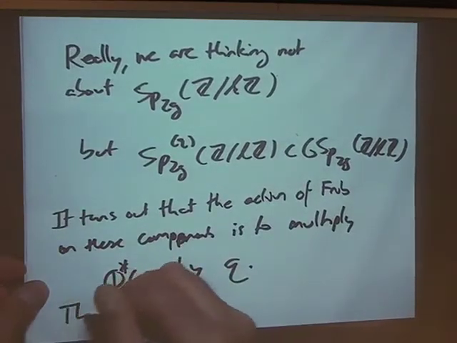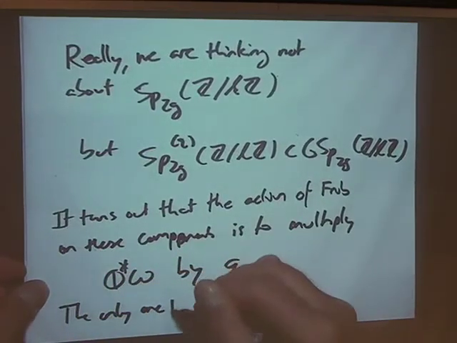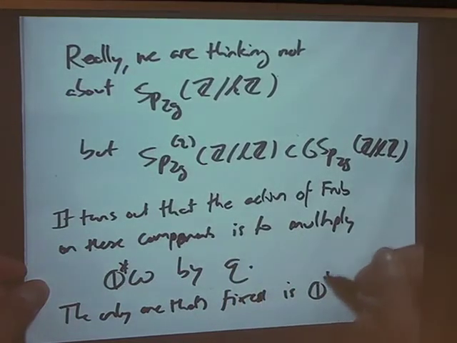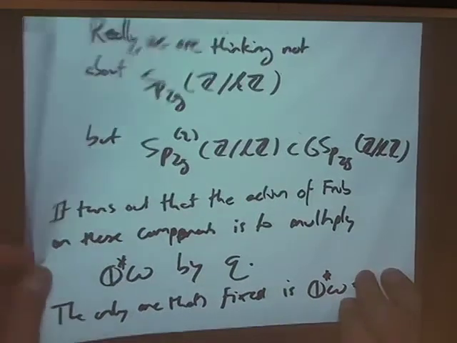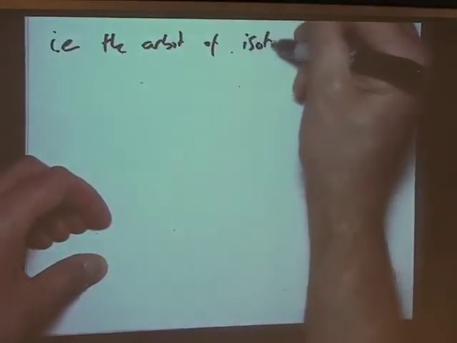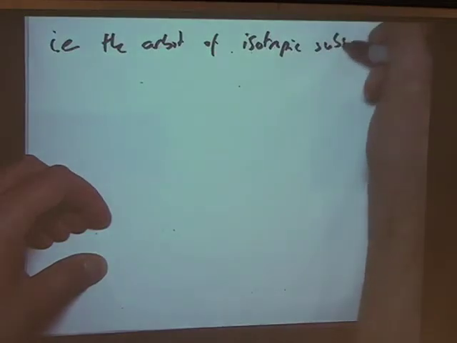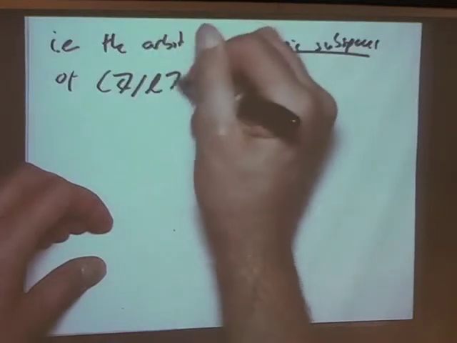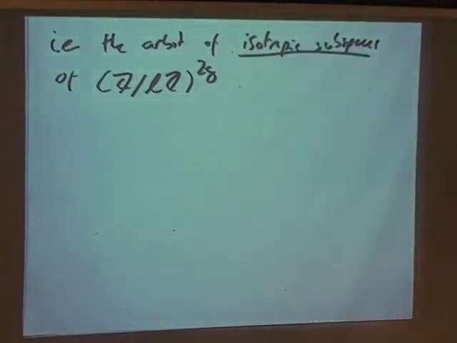So the only fixed ones is when the pullback of the form is 0, i.e. the orbit of isotropic subspaces in (Z mod LZ)^{2g}, and indeed the symplectic group does act transitively on those, or at least on the, and that's sort of like the symplectic Witt theorem. And so there you get 1.